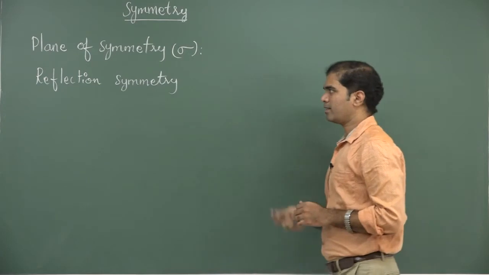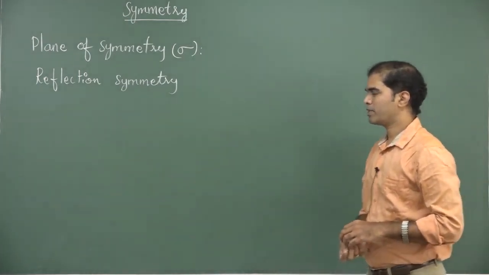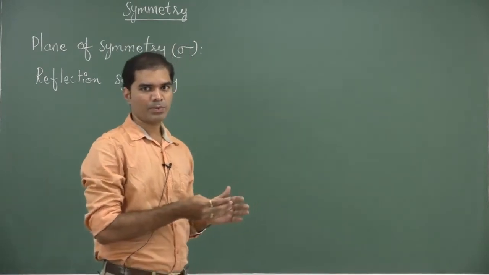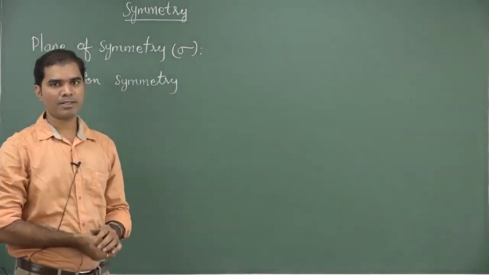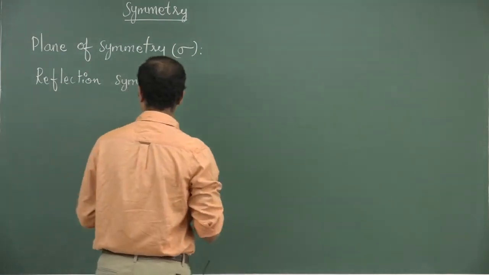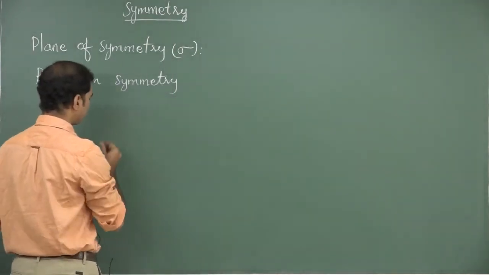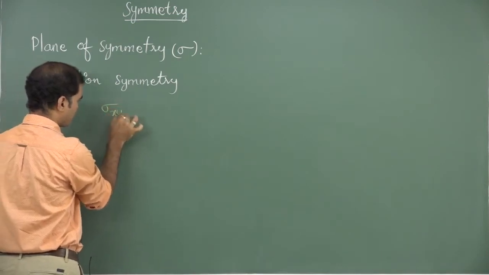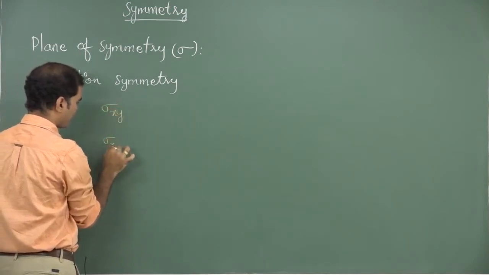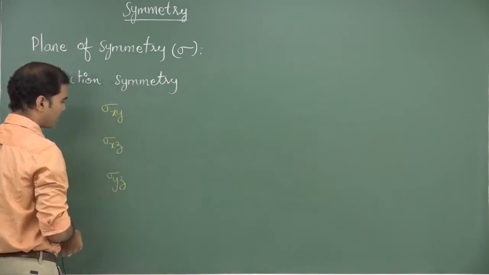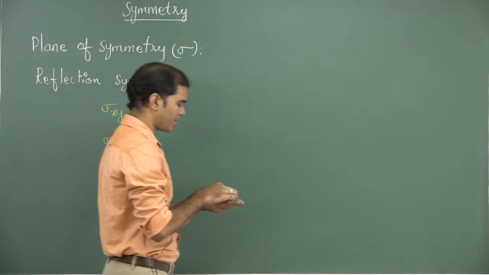So what exactly is this reflection symmetry? We will first try to understand, and then we will take up some examples. We will try to show what kind of planes are present in the given example. When it comes to the plane, in the beginning classes we have taken three different planes: sigma xy, sigma xz and sigma yz.